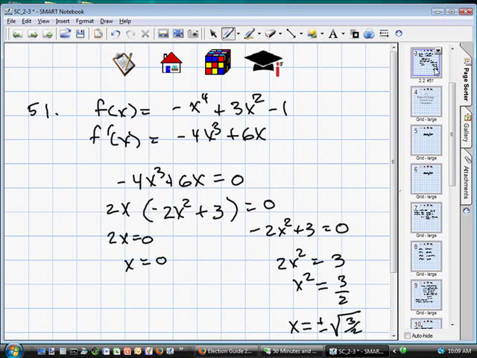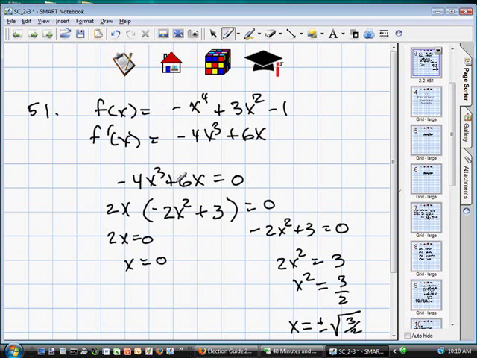Problem 51, what's it saying? It's saying take this, determine the points, if any, at which the graph has a horizontal tangent line. So after you find your derivative, what are they really asking you? If it has a horizontal tangent line, doesn't that mean that the slope of the tangent line would have to be 0? So my approach was, after finding the derivative, set the derivative equal to 0 and see what values of x it would take to actually make that come out to 0.